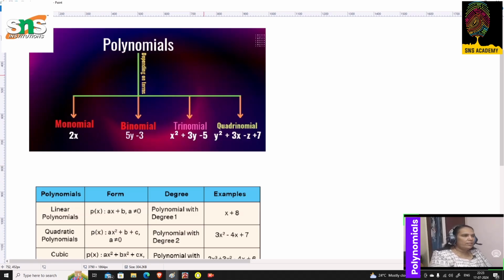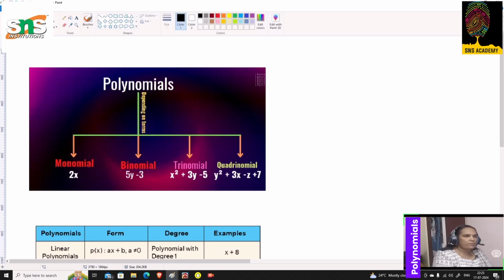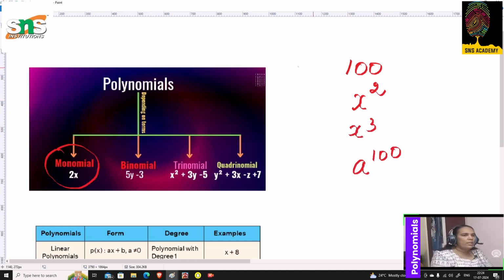Here are the types of polynomial I have given. According to the terms, suppose I have only one term in the expression, we call it a monomial. Here I have given 2x. It is not necessary that it is always 2x or 3x. It may be any term: a constant term alone, or x square, or x cube, or a to the power 100. If only one term is available, we call it a monomial.